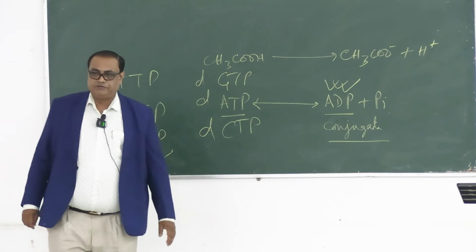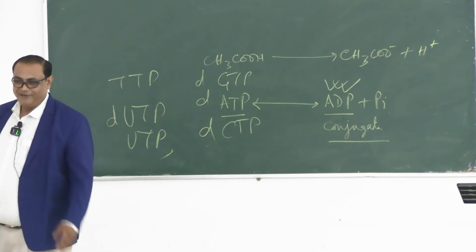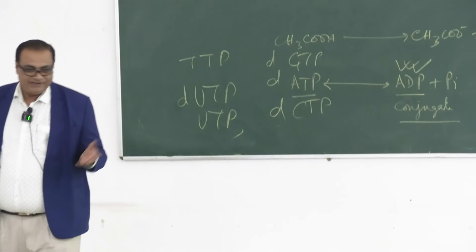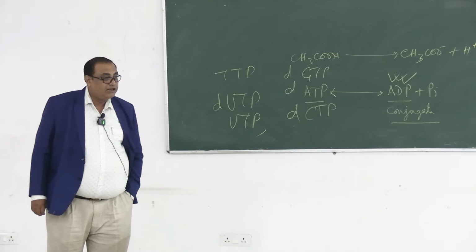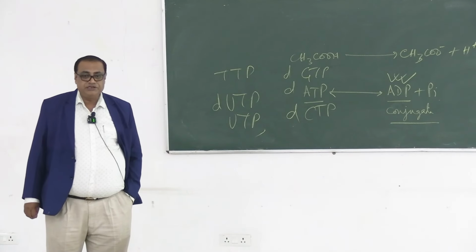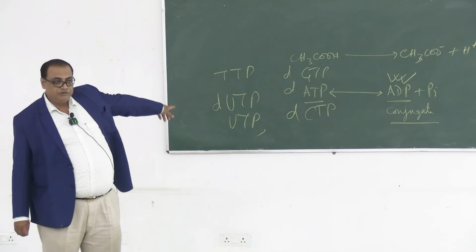All these are high energy compounds. Why only ATP? dATP is there too. So they are all high energy compounds. Why? Because their conjugate is more stable than the molecule itself.